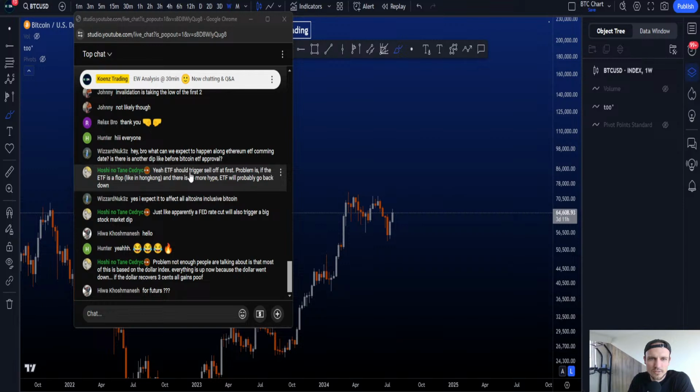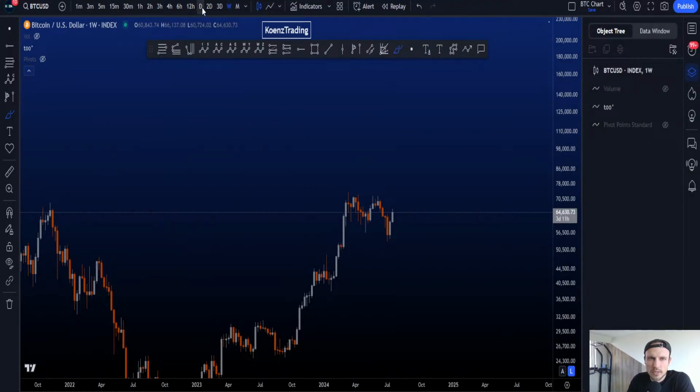Yeah, ETF should trigger sell of it first. Problem is if the ETF is a flop. Hey, the Ethereum ETF, was that 22nd or 23rd, like next week? A stock market dip should also create a bit of a dip on Bitcoin.